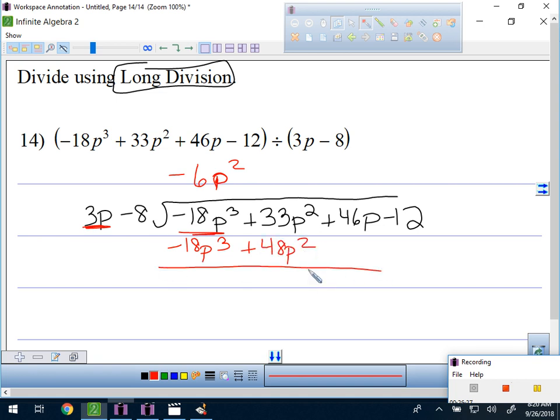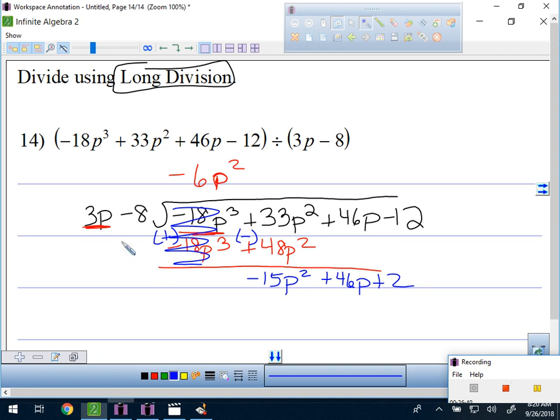Now, here's the thing. If you make a mistake, this is probably what's going to happen. I'm going to change color so you can see it better. You need to remember to change your signs. That first term should cross out, and it does. And then 33 minus 48 should give me a negative 15p squared. And then I'm just going to bring down everything else so I can look at it.